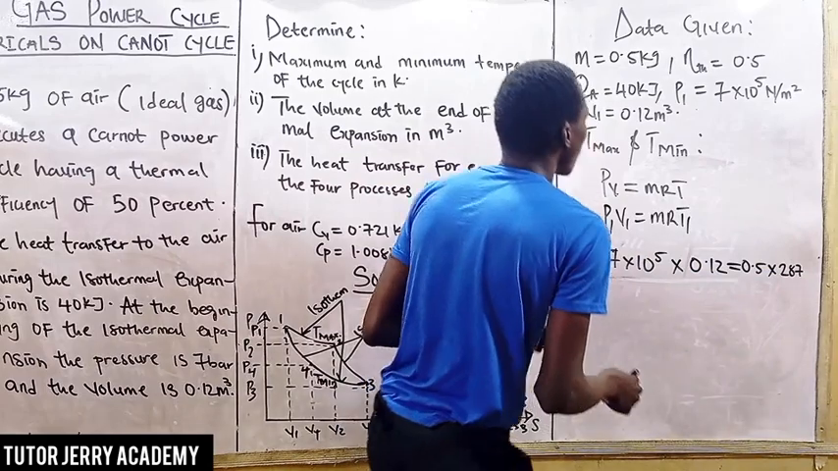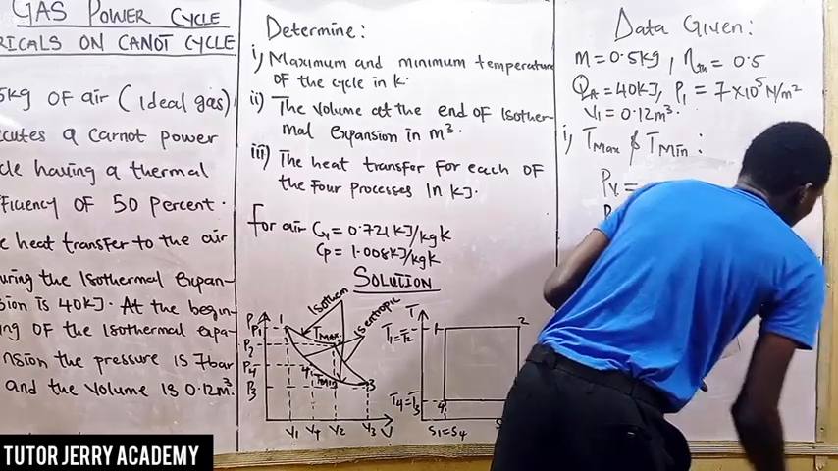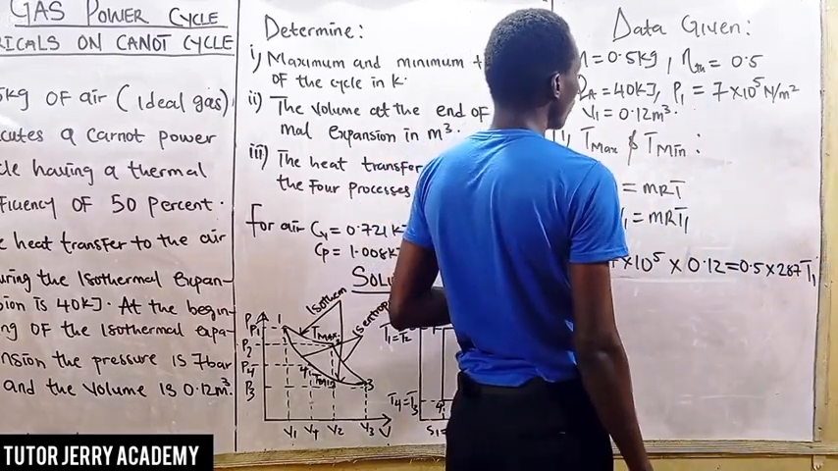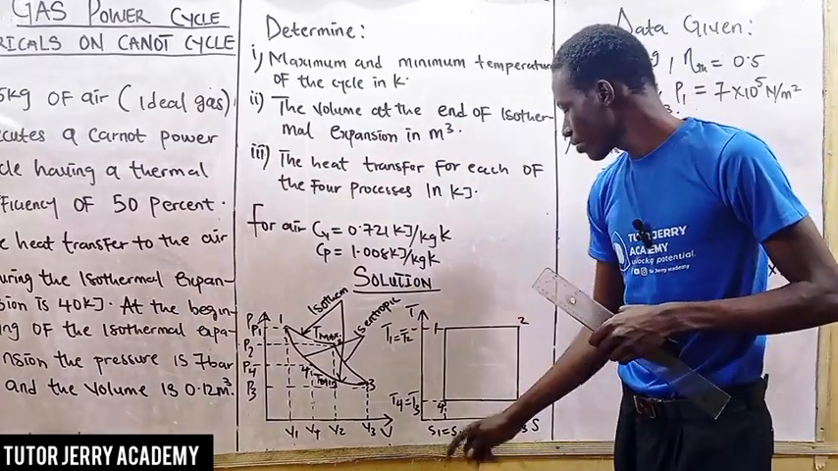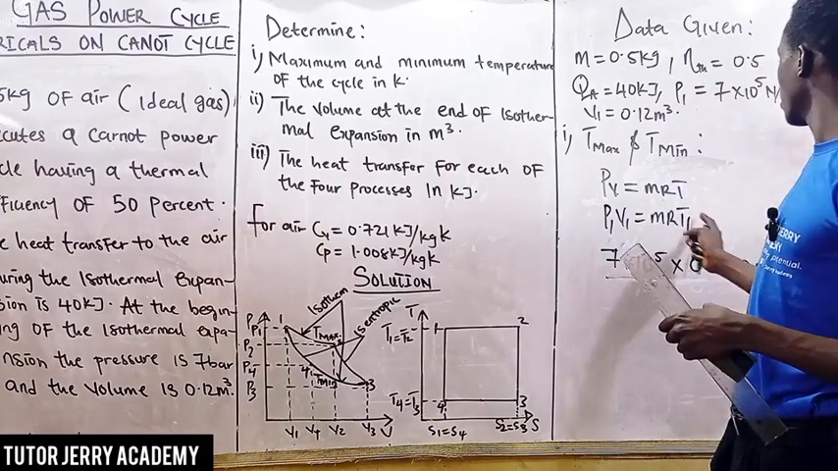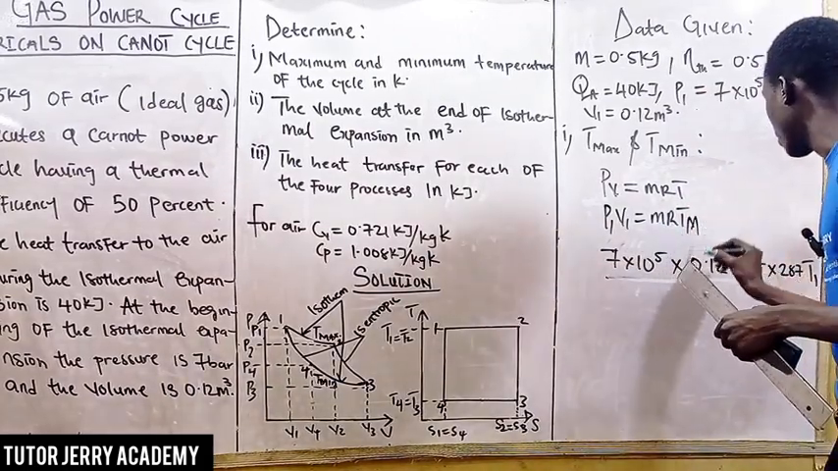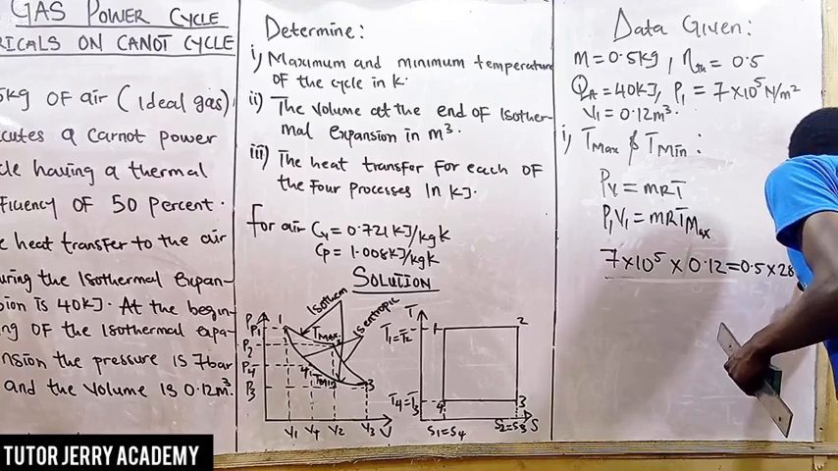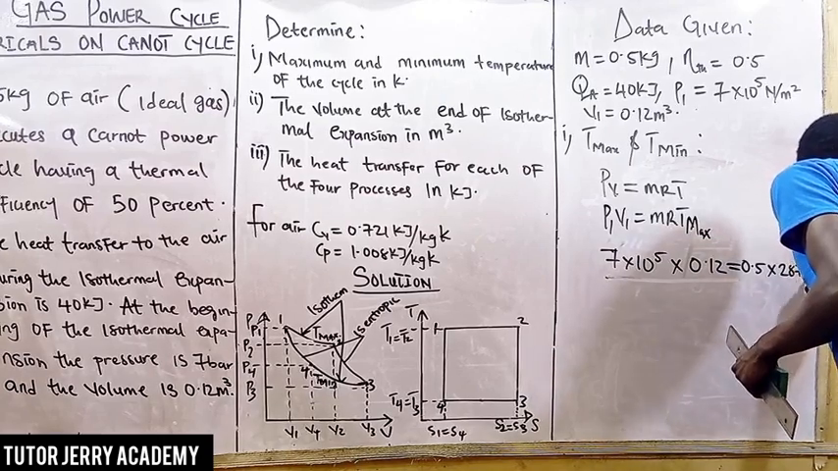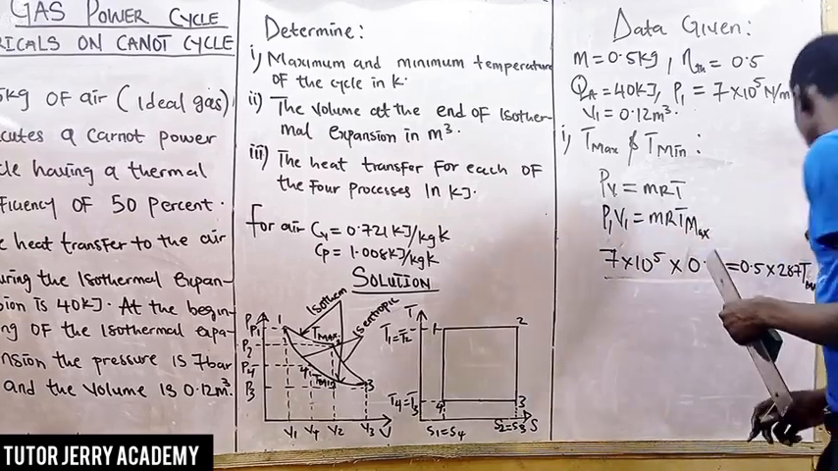What do we have next? We have our temperature, which is unknown, our maximum temperature. Maximum temperature occurs at T1, so we can represent T1 as our maximum temperature, and we can still put T max, whichever one you choose. But let's go with maximum, so I can just put T max. You can use T1.